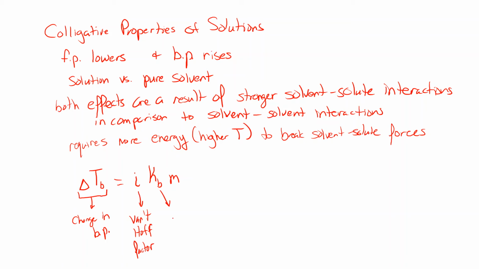Kb is a constant that depends on the solvent. So this would be something you'd have to be given. You'll have a table of Kb values, and then you choose which solvent you're using, and you apply the correct Kb value. And the lowercase m is the molality of the solution.